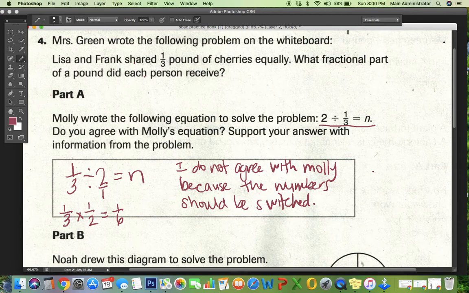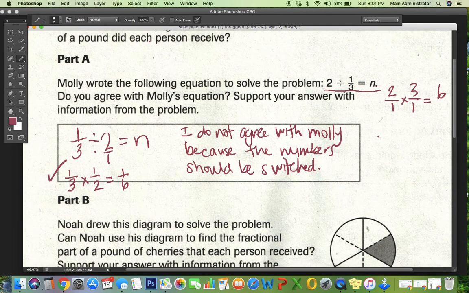For this answer, I would put that over 1, keep the first one, change this one, and flip that. That would equal 6. So I do not think that if they started with 1/3 of a pound, there's no way they could end up with 6 pounds each. That would be impossible. So this is the correct equation. Let's take a look at B.